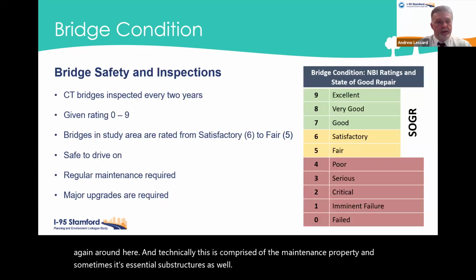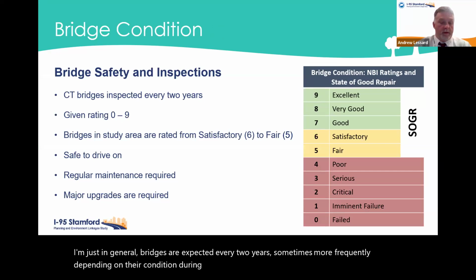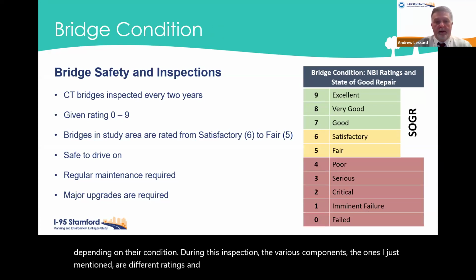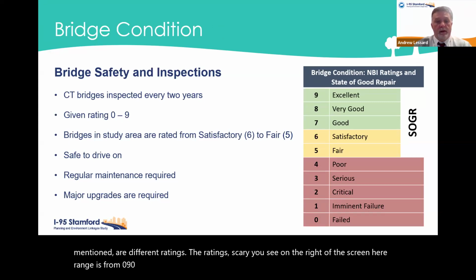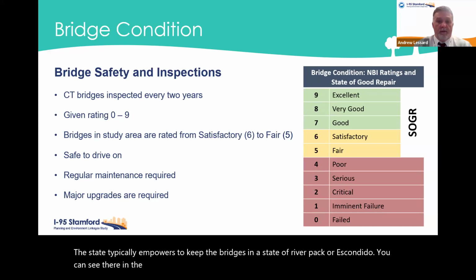Just in general terms, here in Connecticut, bridges are inspected every 2 years, sometimes more frequently depending on their condition. During this inspection, the various components, the ones that I just mentioned, are given a rating from 0 to 9. The rating scale you can see on the right of the screen ranges from 0 to 9, 0 being the worst and 9 being the best. The state typically endeavors to keep the bridges in a state of good repair, or SOGR, you can see there in the scale. That means the bridges have a rating of 5 or better, a rating of fair or better.